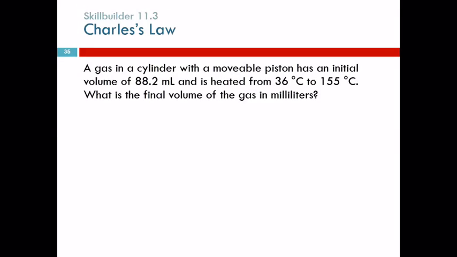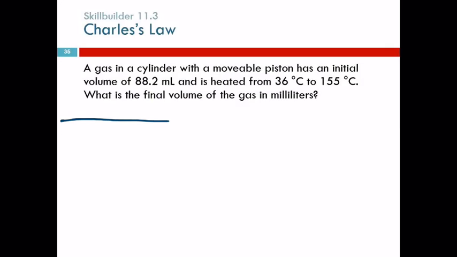Let's do another Charles' Law example. A gas in a cylinder with a movable piston has an initial volume of 88.2 milliliters and is heated from 36 to 155 degrees Celsius. What is the final volume of the gas in milliliters? So what we want to do here is identify what all these different things are, and we're going to use a table.